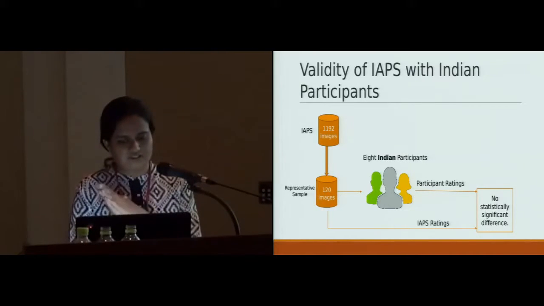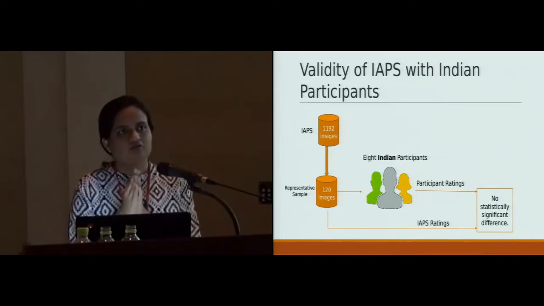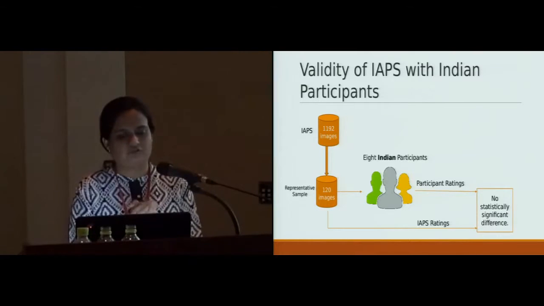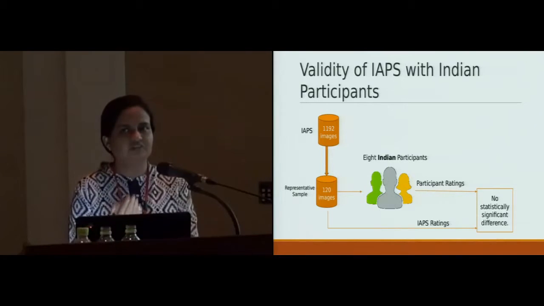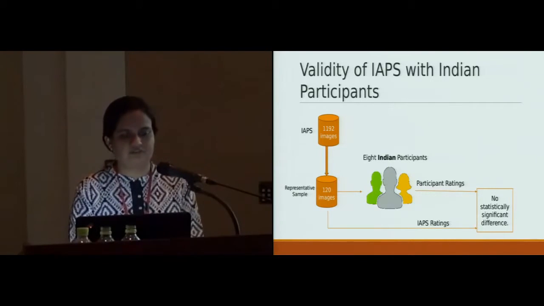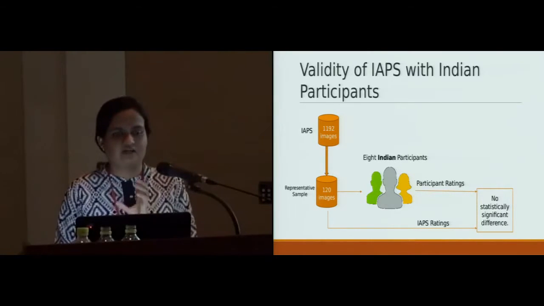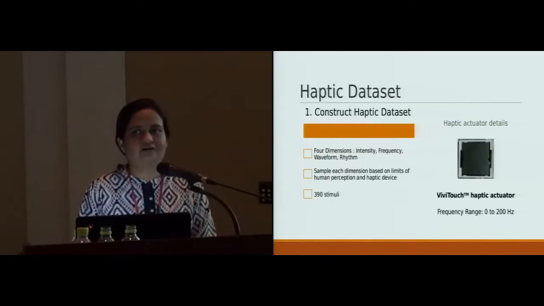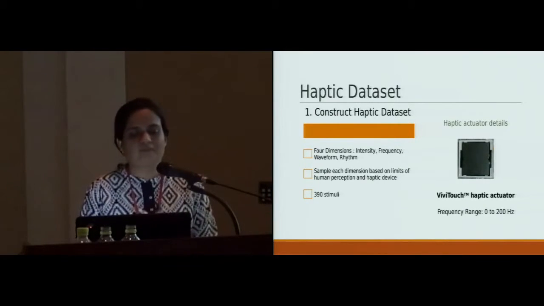Now we took these ratings from the participants and compared them with the original IAPS ratings. What we found was that there was no significant difference in the ratings we got from the Indian participants and from the IAPS dataset, which means that the ratings from the original dataset can be used with Indian participants. The next step is to create a haptic dataset, an affective haptic dataset. But unfortunately, we did not have such a dataset readily available, which meant we had to create one.